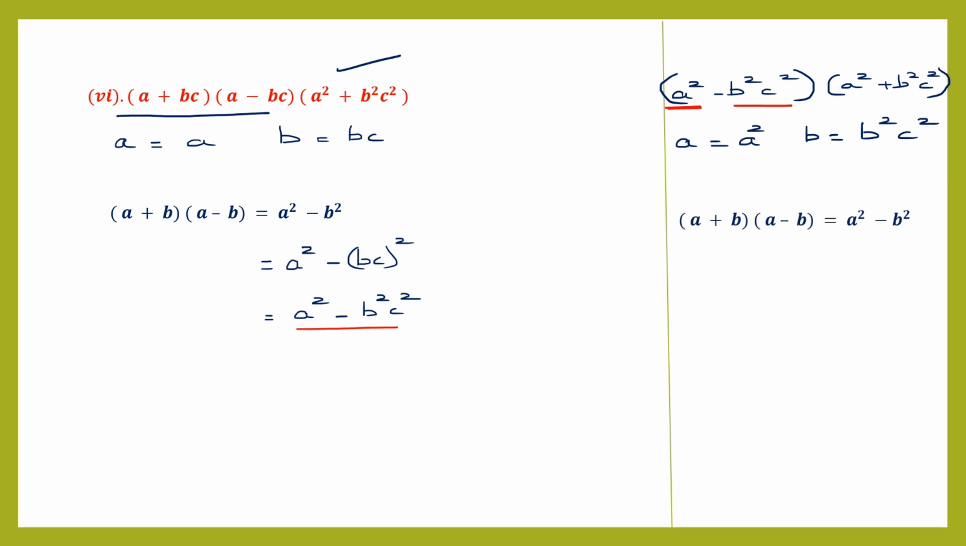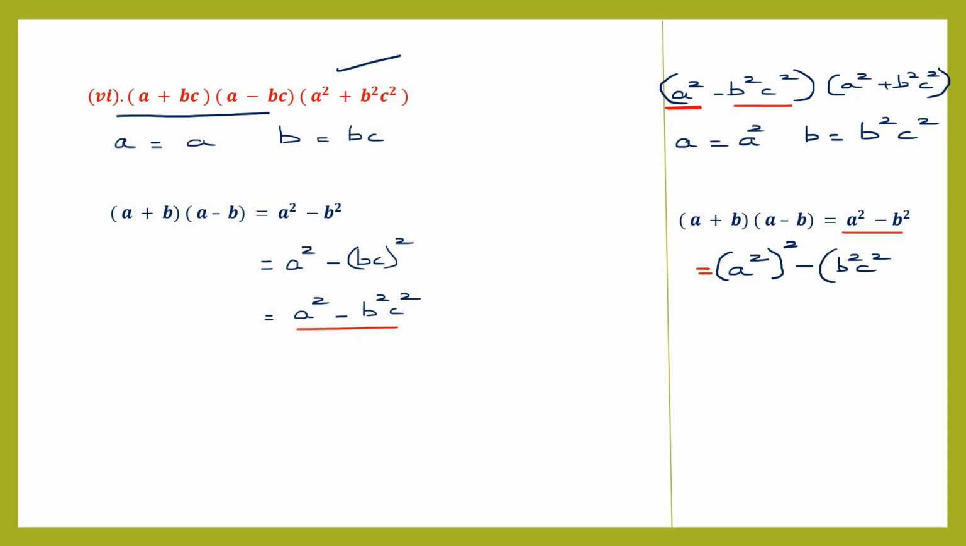Now let's apply the formula. A plus b into a minus b is a square minus b square. So we're going to write a square minus b square. So a square, what is a? A is already a square. So I'm going to write a square in the place of a first, (a square) square. Now we have minus b square, and what is b? B is this, b square c square. So let's write that, b square c square, and here we have to find the square of it, square of this.